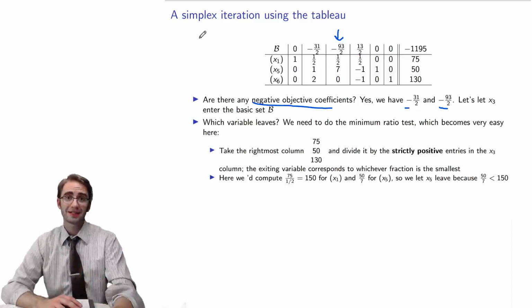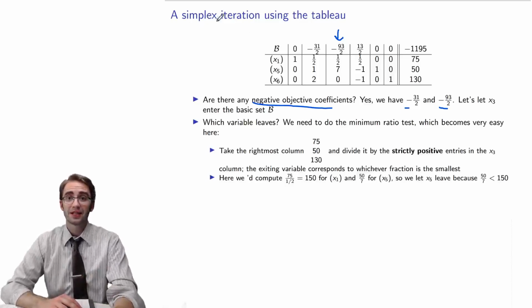But thanks to this tableau, that minimum ratio test is now really, really easy. All you have to do is take the right-hand column here. You take these entries and you divide them by the strictly positive entries in this incoming column. And there are 2 of them, right? So you'd look at 75 on 1/2, and you'd look at 50 on 7.